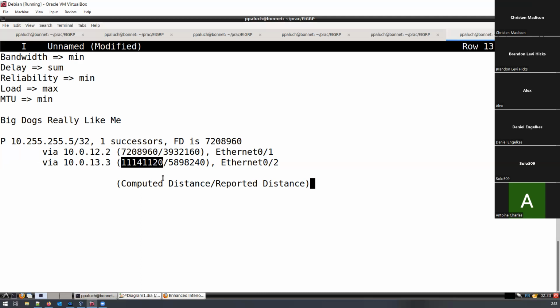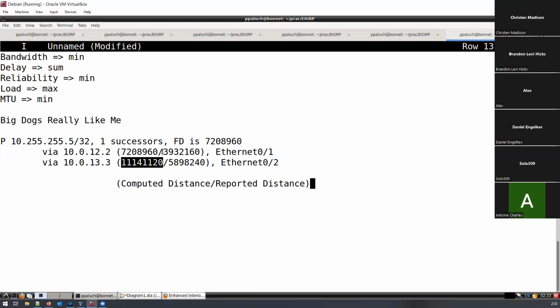That's the computed distance, and once again, that's the total one from me through my link to that neighbor, and then through whatever path that neighbor needs to take. Since I'm distance vector, I don't know how that path looks. I know only the distance of my neighbor.